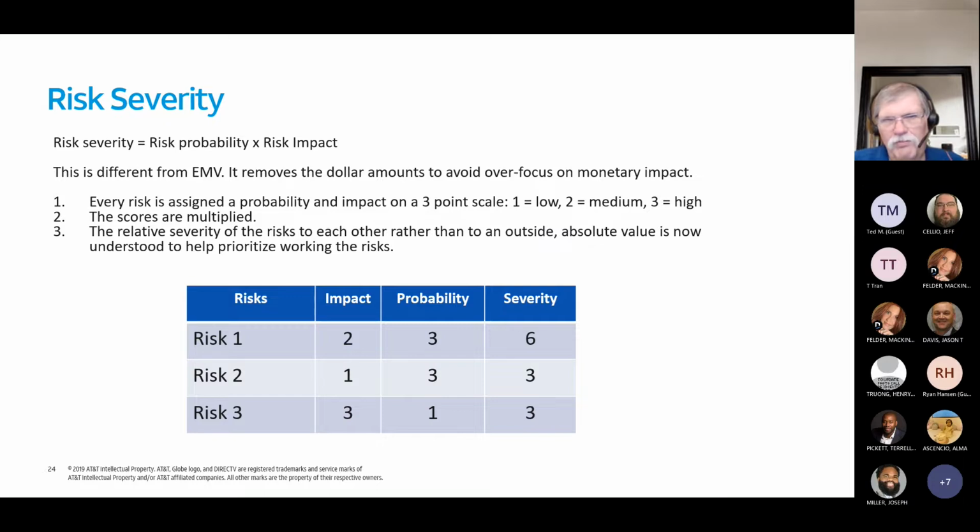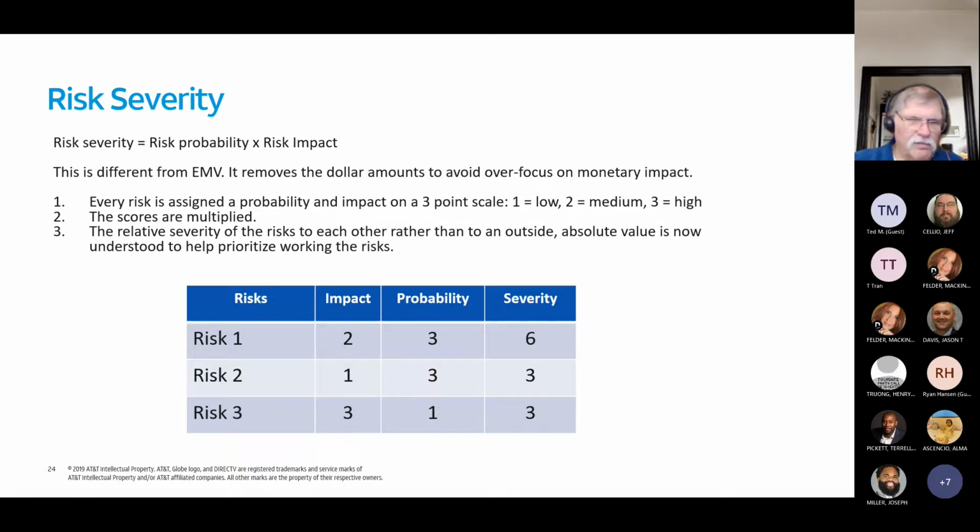So if you have an impact of 2, a probability of 3 that it's going to occur, that means it's a medium impact. The probability is high that it's going to occur, so your severity is going to be 6. Your maximum severity using this method is going to be 9. You have a 3-point scale: 1 low, 2 medium, 3 high. And say for a second risk, if your impact's low, your probability is high, your severity is going to be in the middle. Reverse them, and the same thing's true.